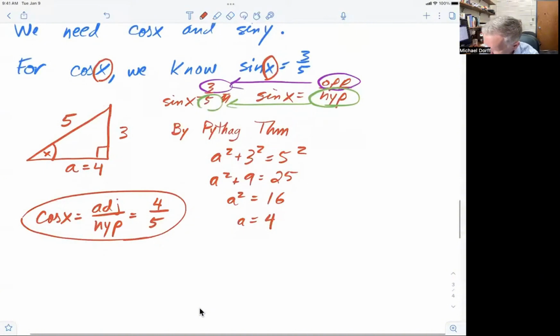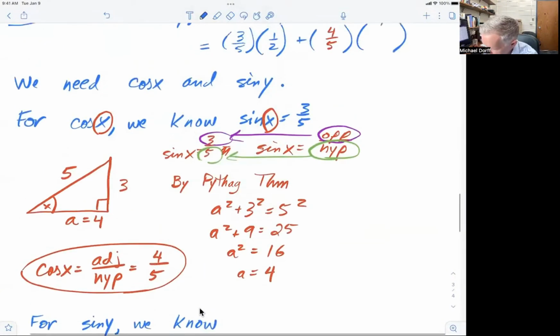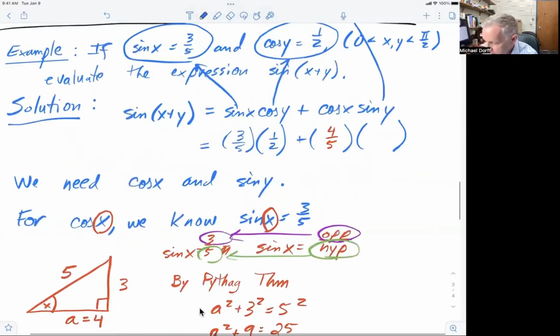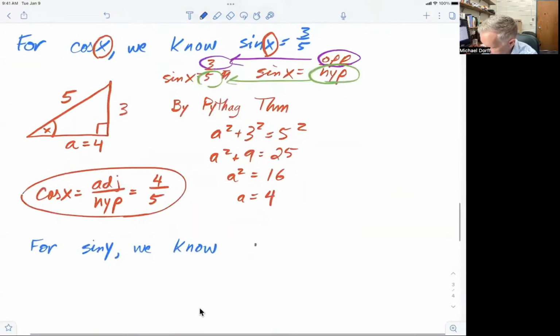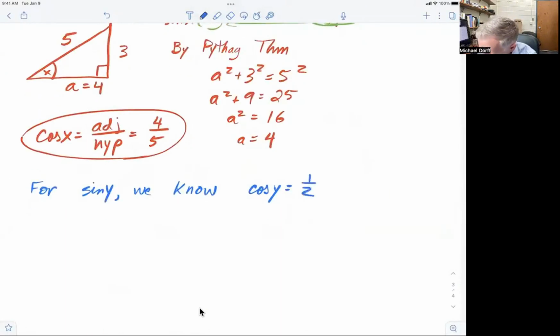Now we need to figure out what is the sine of y. For sine of y, we go back to our original ones, and we have cosine of y. We know cosine of y equals 1/2. Again, we pick that one because they have the same angle y here. So I'm going to draw my triangles. The different triangle, although they may look the same, but now I'm looking at the angle y.